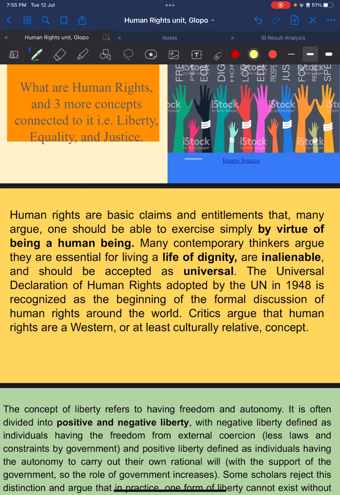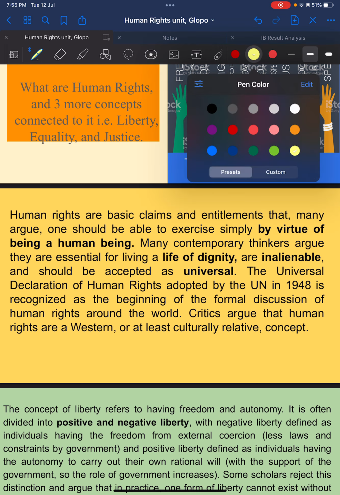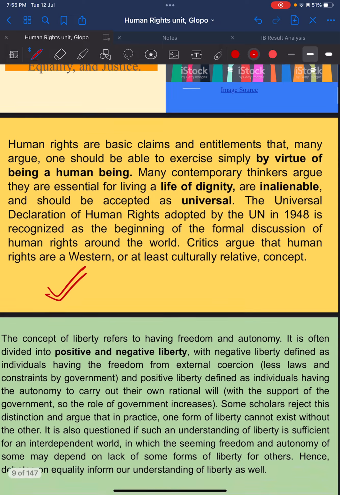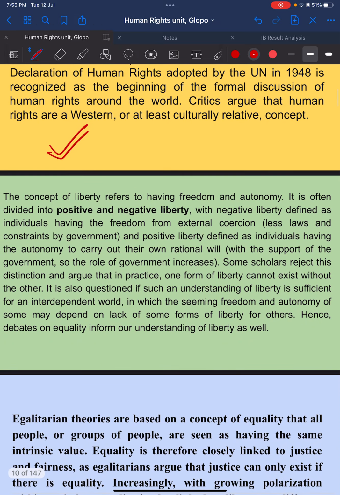I'm leaving this definition on you. You can read it later on. Okay, this is the definition of human rights as per the guidebook. Now this one is about liberty, right? This is another key concept of human rights.